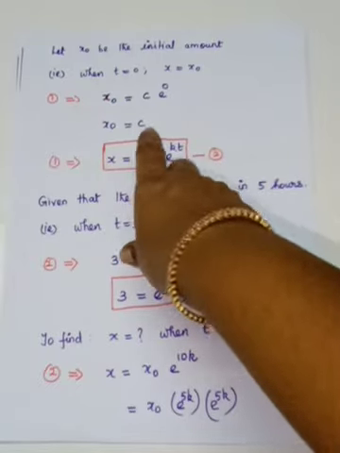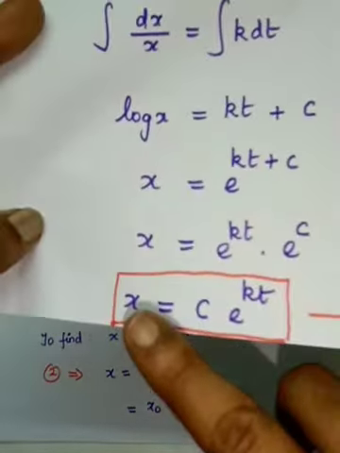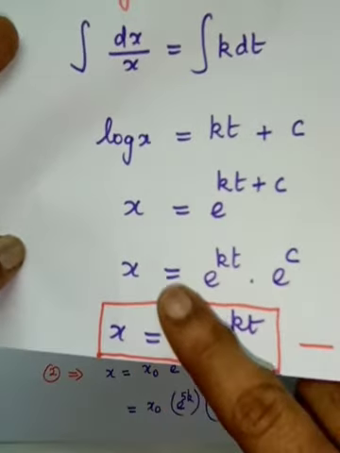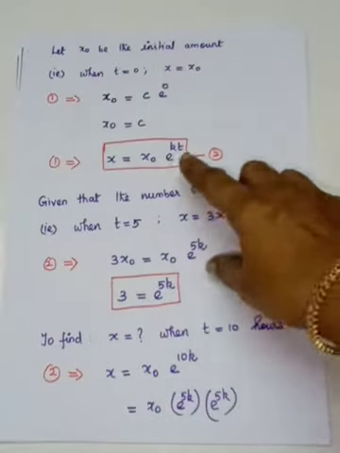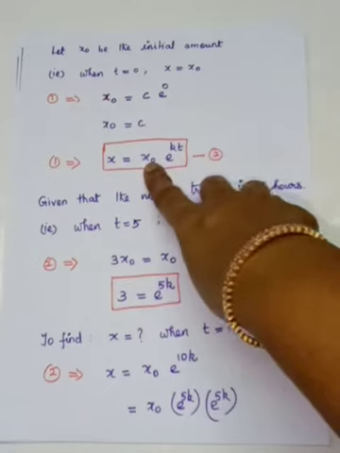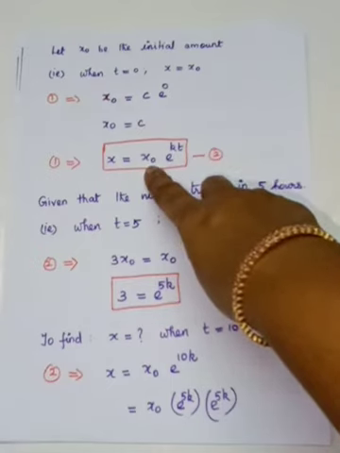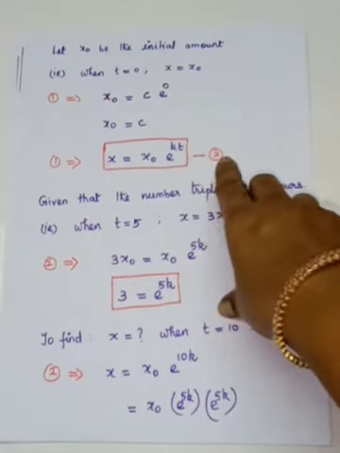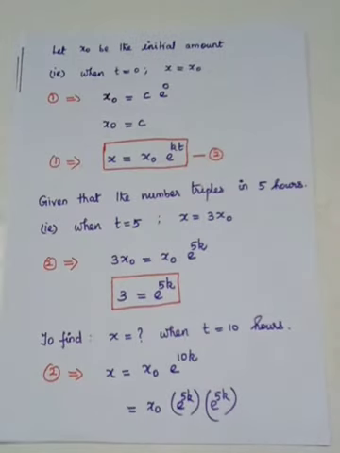So the c value has to be substituted in 1. So x is equal to x naught e power kt. So one constant we have found, that is c as x naught. Okay, so you mark this expression as 2. So what is the fourth step? The given condition has to be applied.